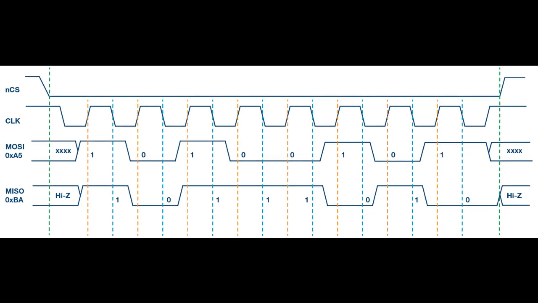Clock polarity can be set by the master to allow for bits to be output and sampled on either the rising or falling edge of the clock cycle. Clock phase can be set for output and sampling to occur on either the first edge or second edge of the clock cycle, regardless of whether it is rising or falling.